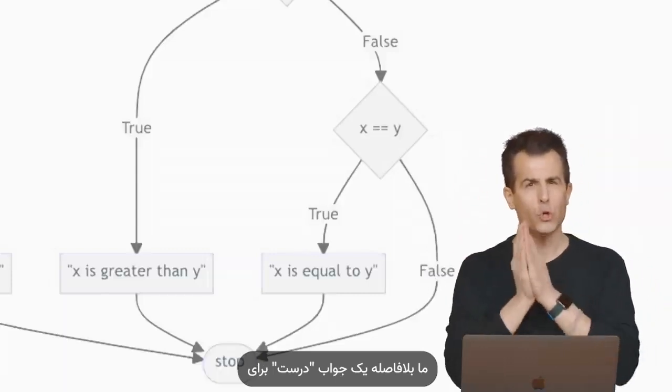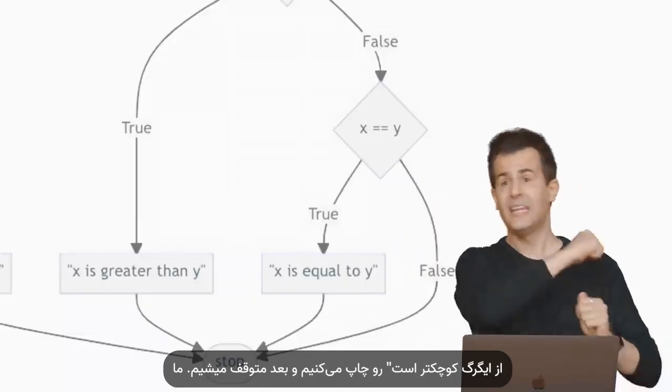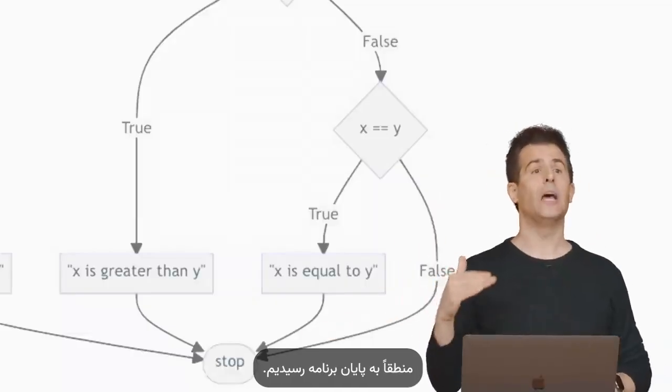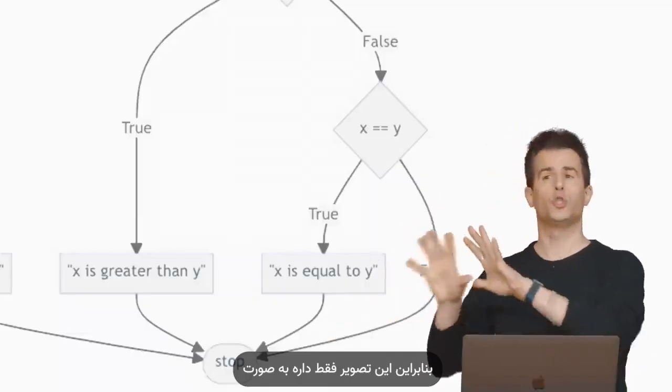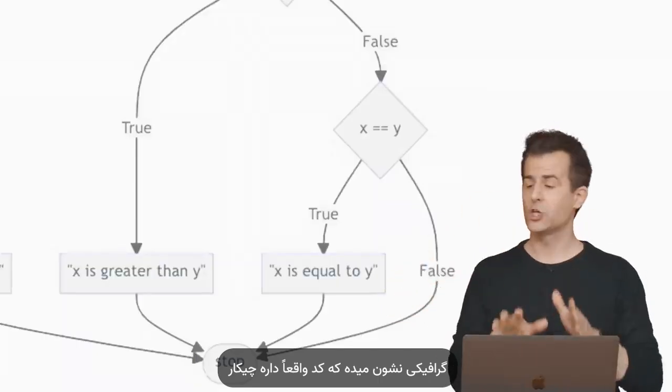If we get back a true answer right away to that first if, we're going to print out "x is less than y" and then stop. We're logically at the end of the program. So this picture is just representing graphically what the code is actually doing.